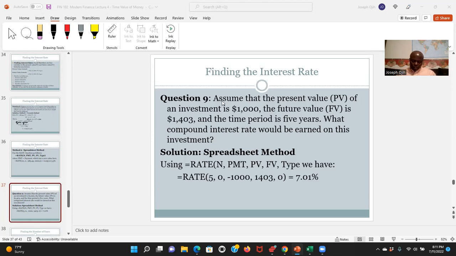Okay, let me write this down. The present value is $1,000, the amount invested, so it would be money leaving the pocket. Future value is 1,403. Payment: no payment until maturity, so 0. Number of years is 5 years. Type is 0. So you want to know how much is the return at the end on this investment. So we go over here.